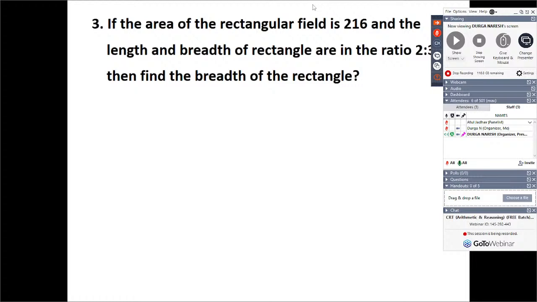So if the area of the rectangular field is 216 and the length and breadth of the rectangle are in the ratio 2 is to 3, then to convert the ratio into numbers, 2x comma 3x. 2x is the length of the rectangle and 3x is the breadth of the rectangle.